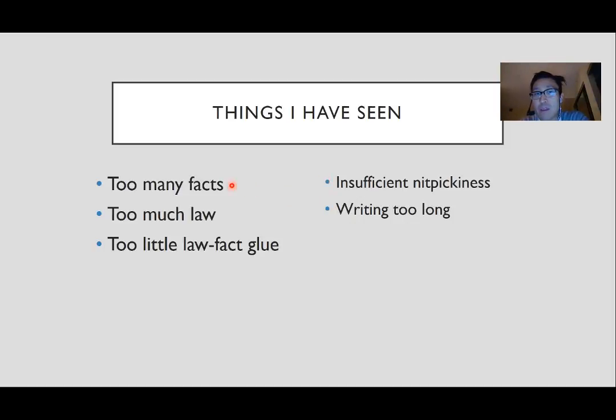So in places I've seen people write too many facts. In others, I've seen people write too much law. This is one that's not counterbalanced and that everyone could do more of: in many places, there's too little law-fact glue. That's a weird thing to call it, but I'll explain what I mean in a bit. Many people are engaging in insufficient nitpickiness as to facts that are set out before you. And this is a general editing thing. Some of you are writing too long or saying perfunctory things, where I think you could get to the point or skip phrases that aren't necessary. So let's go through each of these briefly.